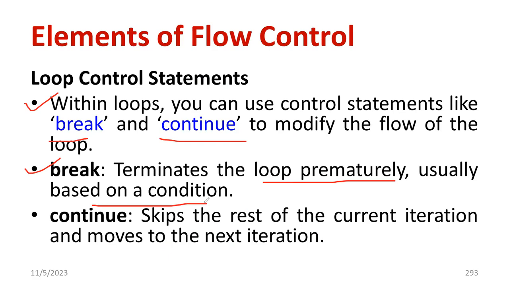Suppose I want to come out of the loop in a particular situation, I need to use the command called break. Suppose you want to skip the rest of the current iteration and move to the next iteration, I need to go for continue. So it gives continuity to the program. Based on the break and continue statements, we can come out of the program or continue the program. These are the importance of the loop control statements used in Python programs.